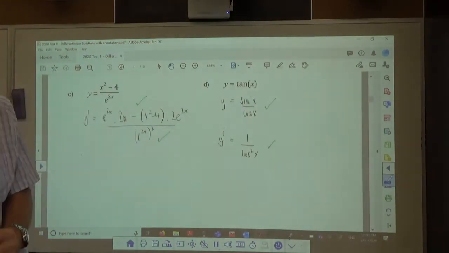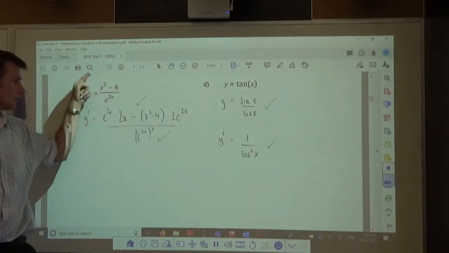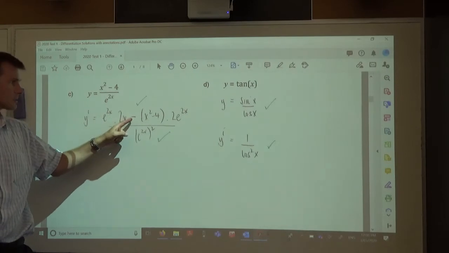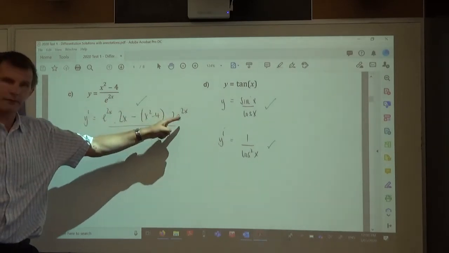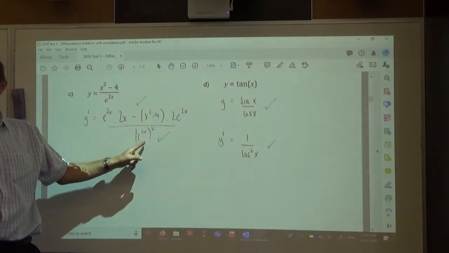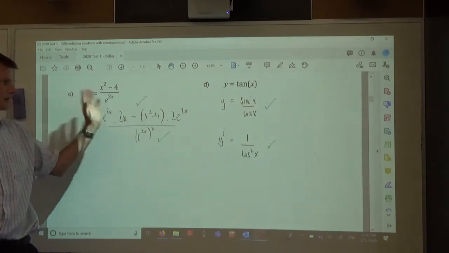Part C is a quotient rule question. So it's bottom times derivative of the top minus top times derivative of the bottom. 1 mark for the top line divided by the bottom line squared. 1 mark there. Okay. Fairly straightforward.